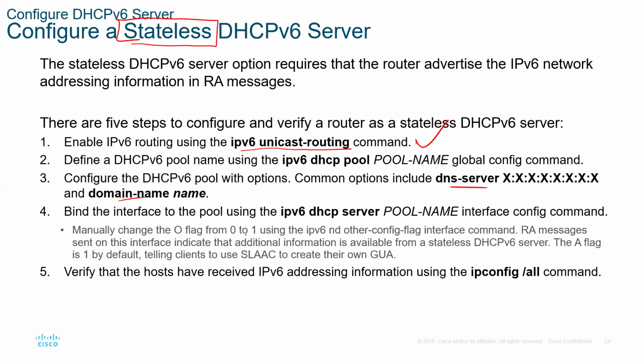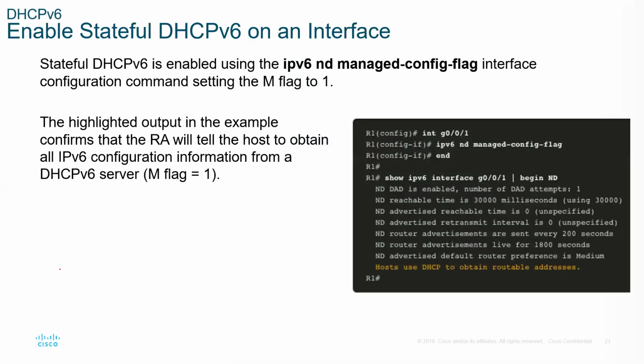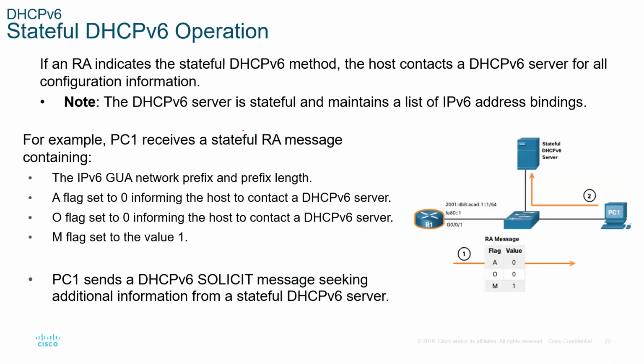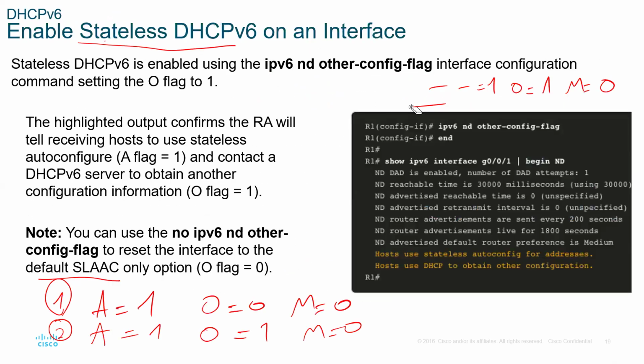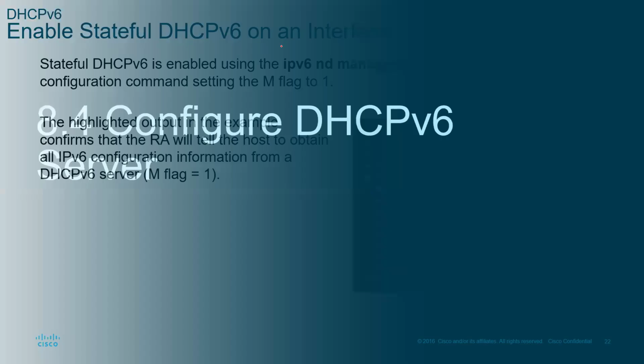Our O flag will need to be 1 because we're using stateless. Our A flag will need to be 1 because we are using SLAAC as well. And obviously our M flag will need to be 0. So you need to manually change that. How do you do that? By using these commands that we've just gone through here. Where are they? These ones. This is how you manipulate those values. That's how you change the values of those flags. Use those commands.